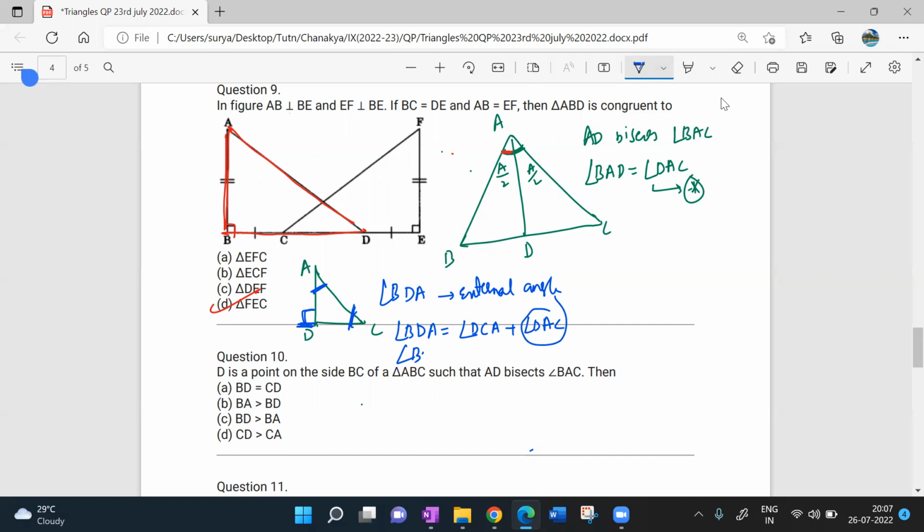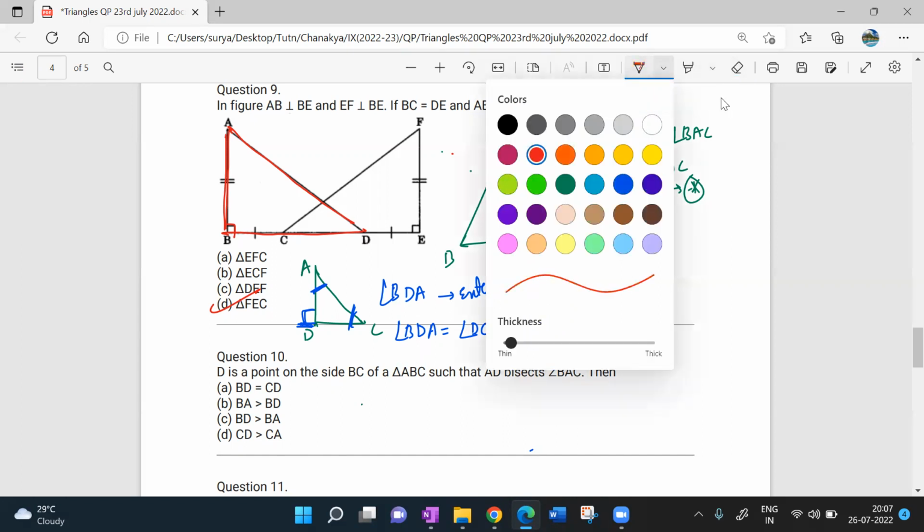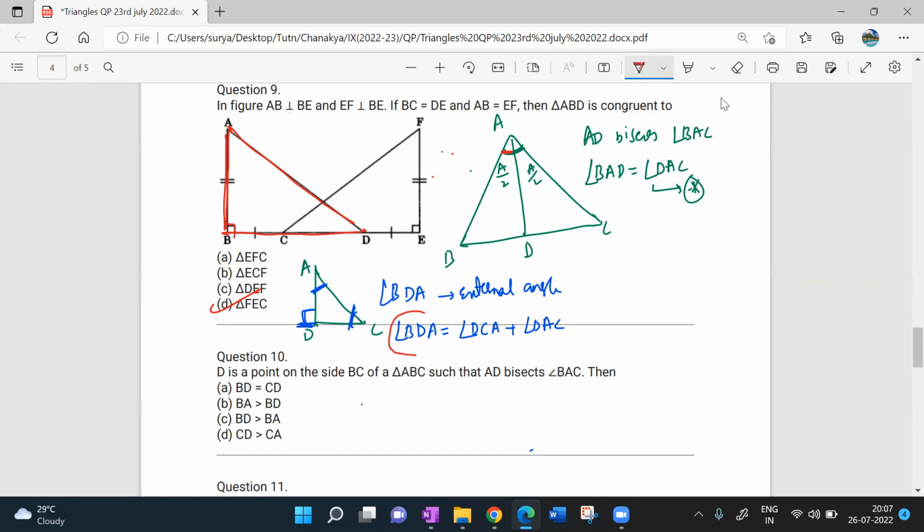Sir, are you there? Now, guys, one common sense question I'll ask everyone. Tell me whether angle BDA is greater than this or not. Of course, common sense. Look at it. This is always greater than this, or not? It is clearly visible.